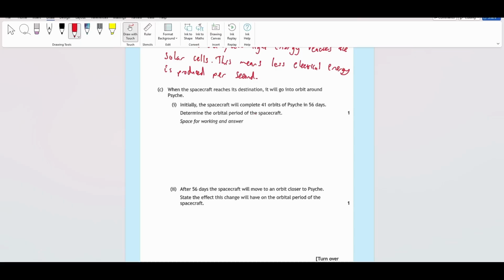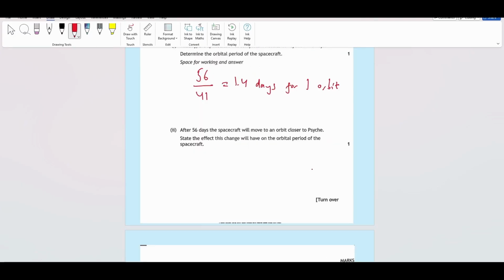Question C says, when the spacecraft reaches its destination, it will go into orbit around Psyche. Initially, the spacecraft will complete 41 orbits of Psyche in 56 days. Determine the orbital period of the spacecraft. So we have 41 orbits in 56 days. So that means we have 56 over 41 orbits, and that gives me 1.365, but I'm going to write down 1.4 days for one orbit.